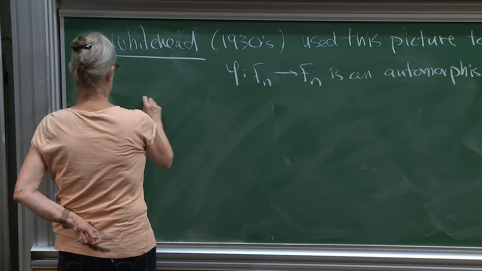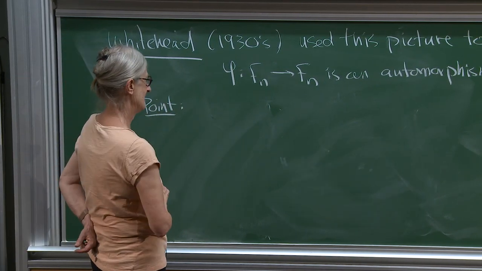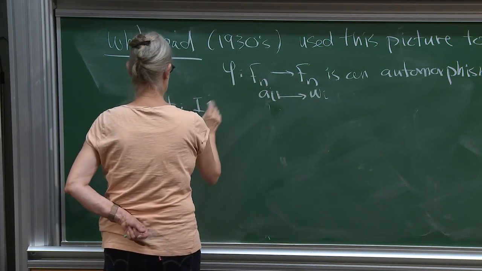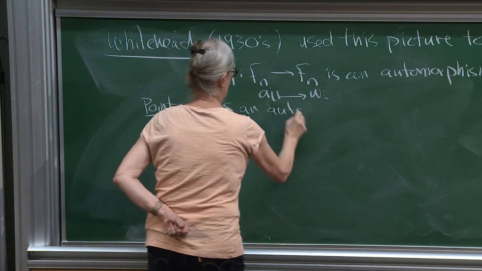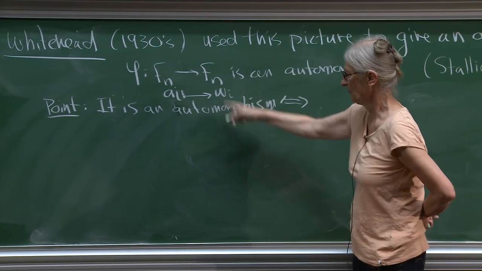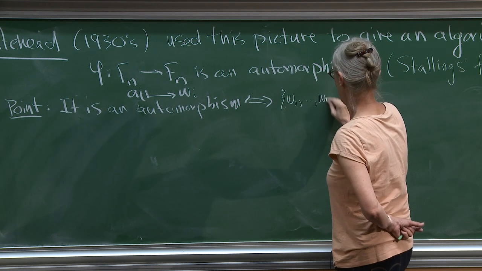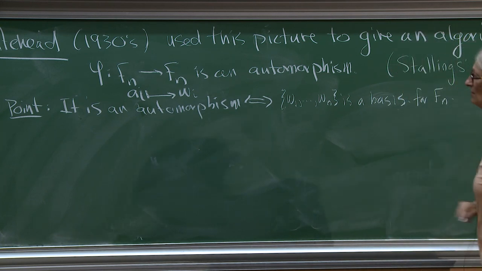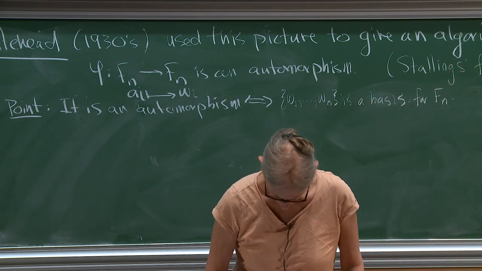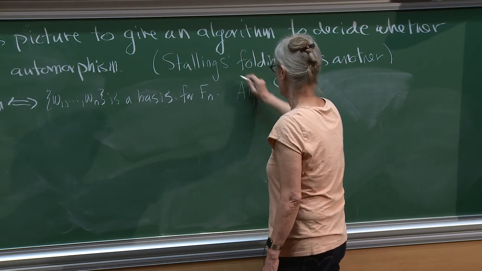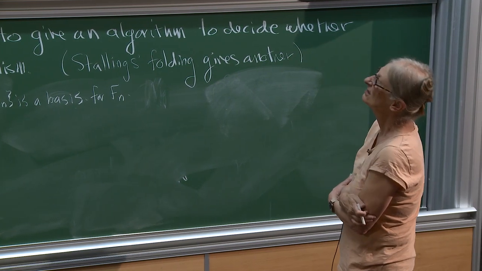And the point is that if it's an automorphism, so if the ith generator goes to some word wi, being an automorphism is the same thing as saying these w's form a basis. So what Whitehead did is give an algorithm to decide whether a set of words is a basis or part of a basis. So the algorithm is going to tell us whether a set of words is a basis. So how does that work?